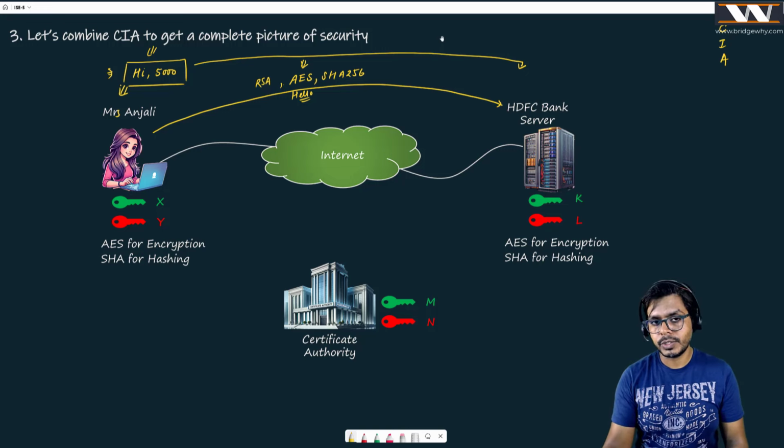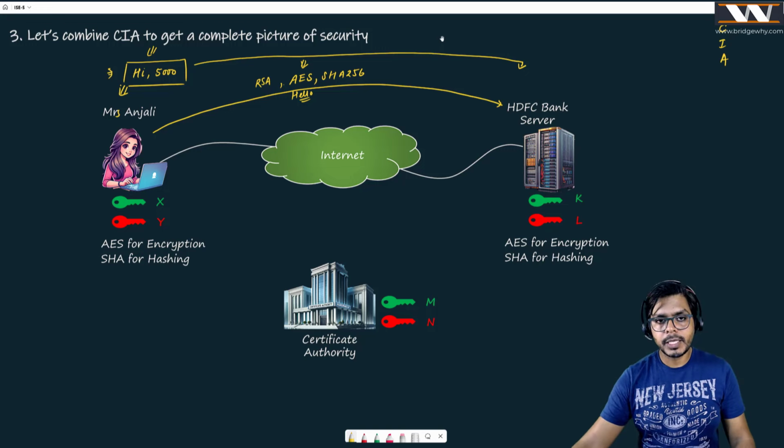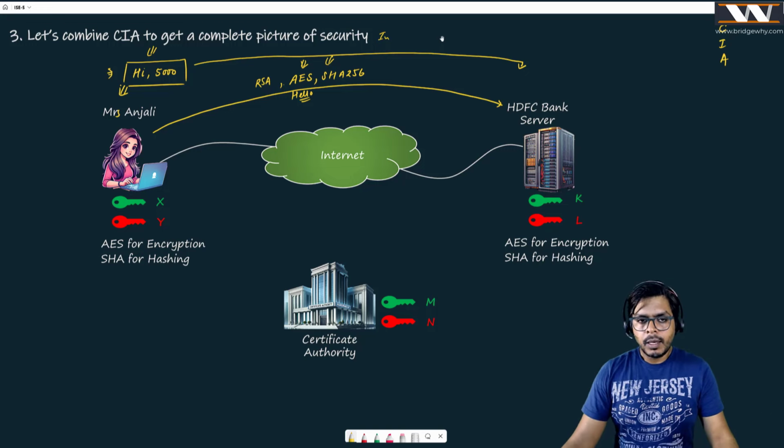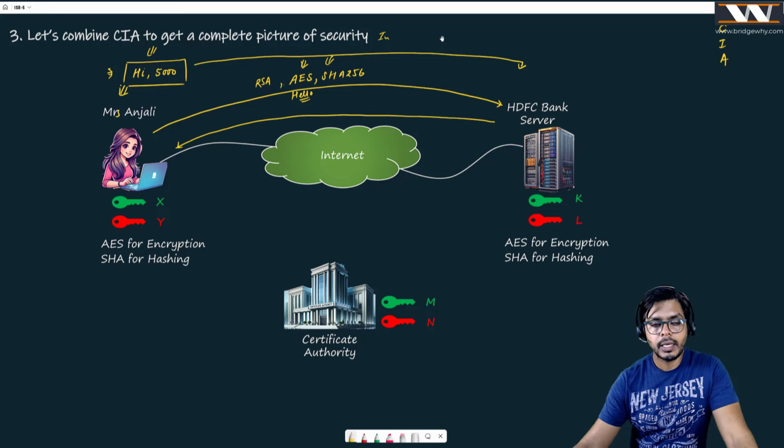Most of you had this question. How does the HDFC Bank server come to know which algorithm is used by Anjali? This is how the HDFC Bank server knows. And this information can be seen by any intruder. That is perfectly fine. No doubt about it. When the HDFC Bank server sees this, it is going to say, Anjali, I can understand AES because I know AES. I'm ready to decrypt your message using AES. I can check the message integrity using SHA-256, and I can also generate my public key and private key using RSA. As simple as that.